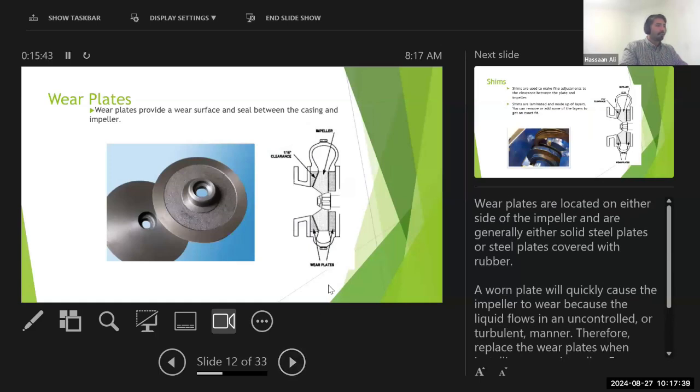Then similarly, wear plates, these are very simplistic components that go between the impeller and the volute. Essentially, they are there to provide the required clearance between the pump and the body or the volute. And they can be made from just a piece of cast iron with a plastic coating on it, or just a piece of stainless steel. Essentially, these are sacrificial components and they can be replaced very easily.